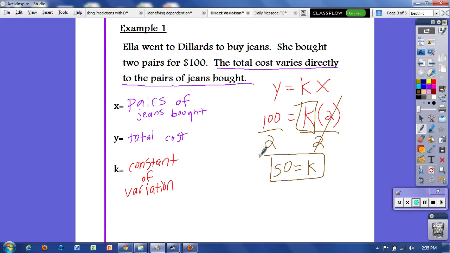If k equals 50, I'm going to put that back into the original direct variation equation without any other numbers except k. So I would write y equals 50x. So this equation would represent this situation, and then moving forward you would be able to determine what a y is based on any x that you're given. So if Ella bought 1,000 pairs of jeans, you will be able to figure out how much that costs quickly using this equation.